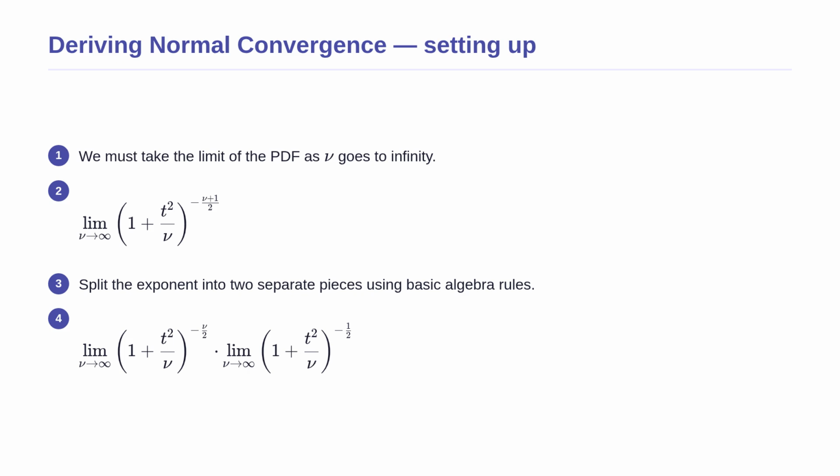We start by splitting the complex exponent into two separate pieces using basic algebra rules. We separate the negative nu over 2 power from the negative 1/2 power. This allows us to evaluate the limits of these two pieces independently. By breaking the problem down this way, we can apply standard calculus rules to see exactly how the variable t behaves as our sample size grows infinitely large.